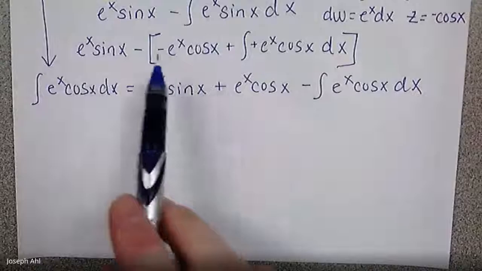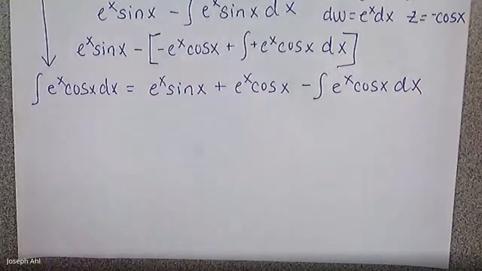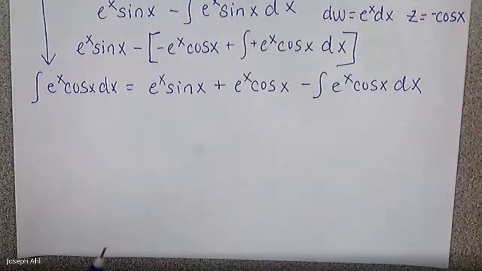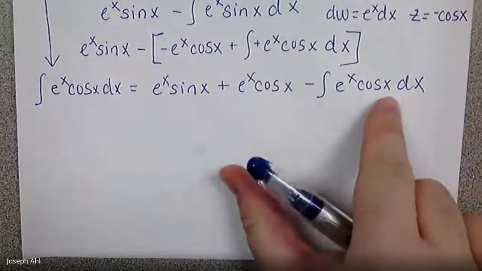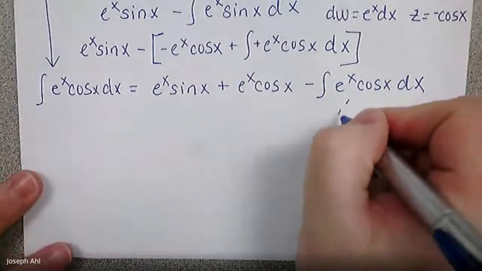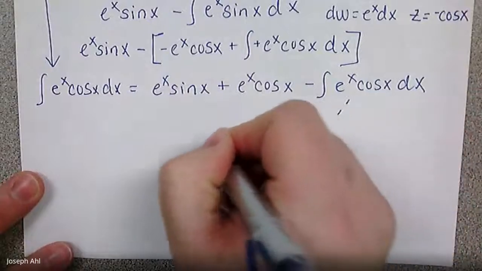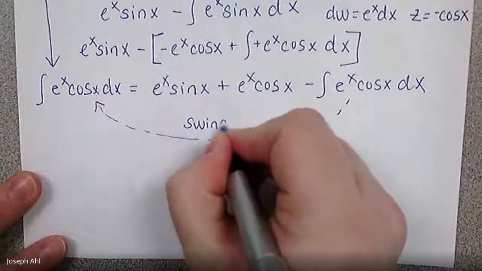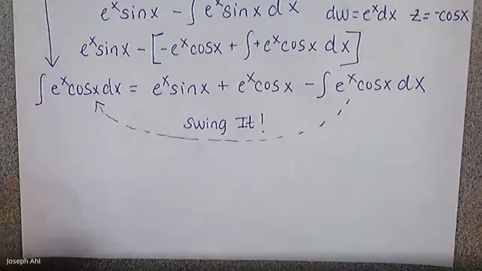All right. So I cleaned up the signs on this side. Here's what the integral is currently equal to. We're not going to do integration by parts again here. But notice how this integral is the same as the integral on this side. So here's what we're going to do. Watch this. Ready? Follow the dotted line all the way over here. We're up to the step where we get to swing it.